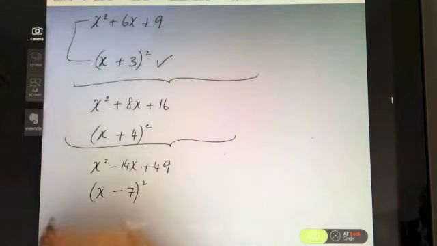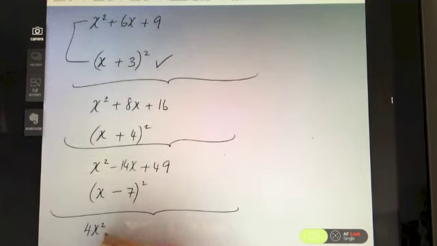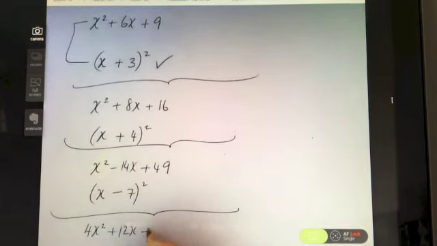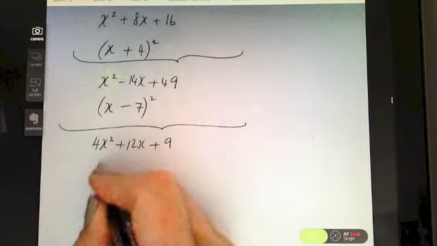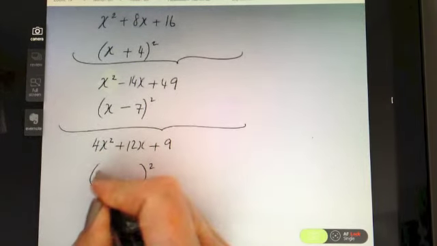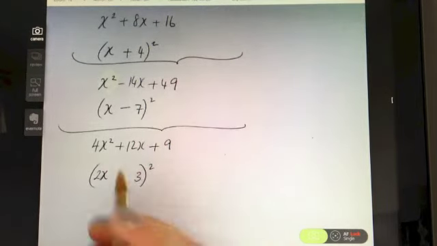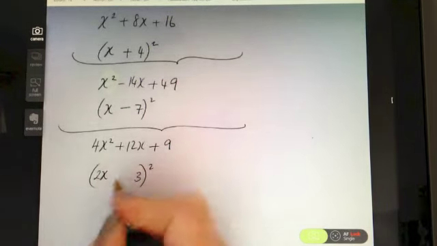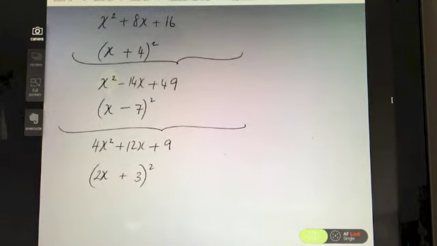All right, let's try this one. 4x squared plus 12x plus 9. Okay, pause the video and see how you get on with this one. Okay, so here, what have you squared to get 4x squared? It would be 2x by 2x, and to get a 9, of course, would be 3. So double the product of the two would have to be a plus. That would give you 6x. Double that product would be 12x, so we're right. 2x plus 3 all to be squared.